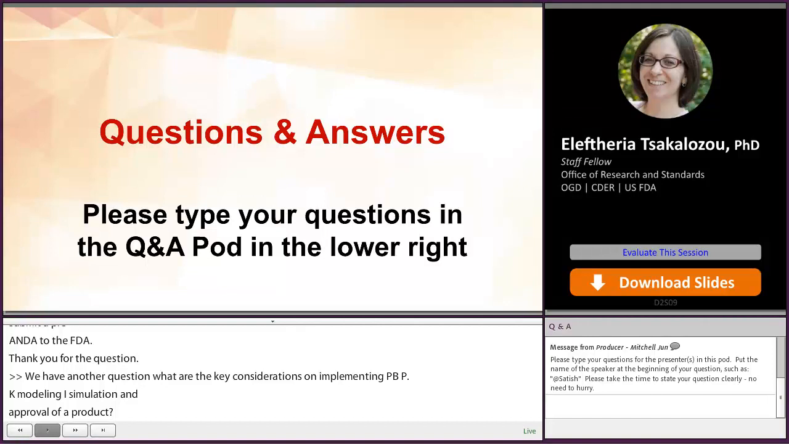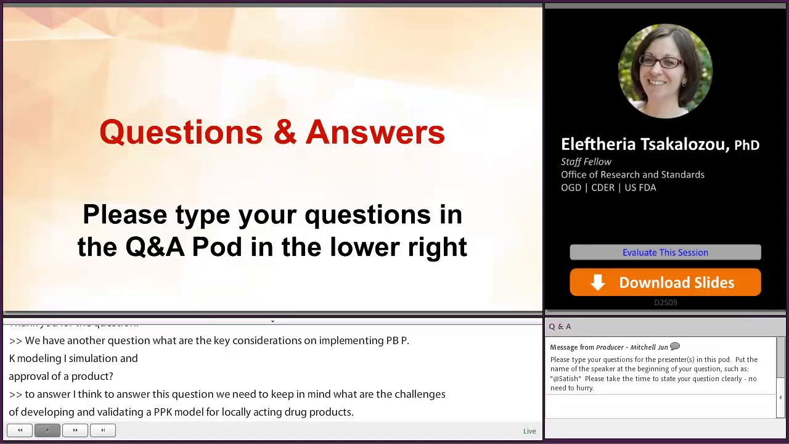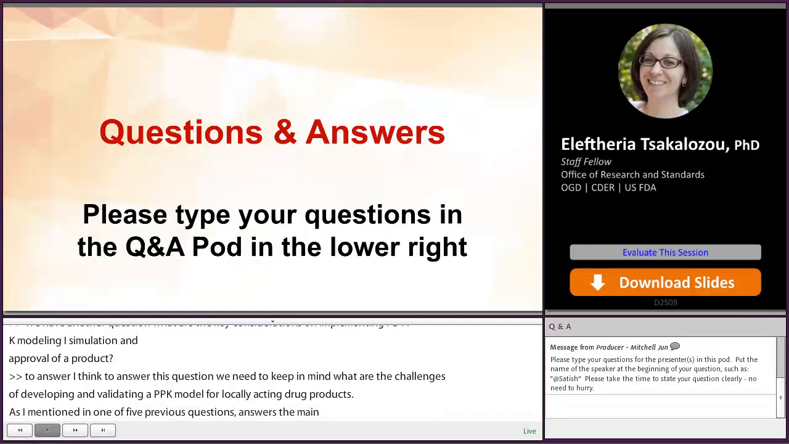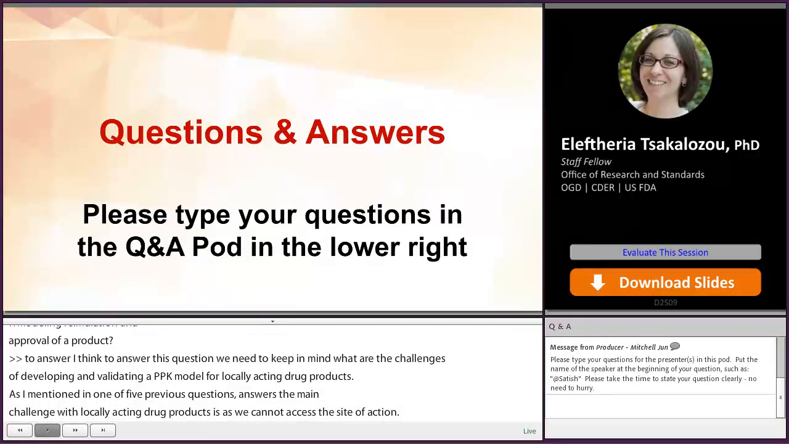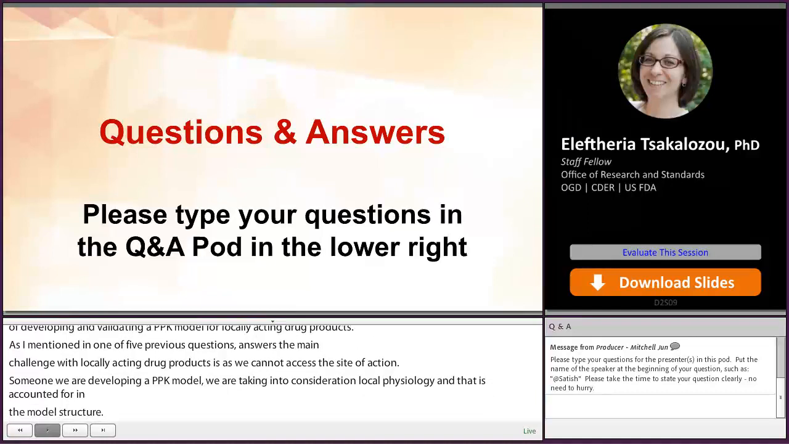To answer this question, we need to keep in mind the challenges of developing and validating a PBPK model for locally acting drug products. As I mentioned in one of my previous answers, the main challenge with locally acting drug products is that we cannot access the site of action. So when we are developing a PBPK model, we are taking into consideration the local physiology, and that is accounted for in the model structure. But what the model is actually providing us with is a quantitative description of the permeation of the drug substance through the skin.